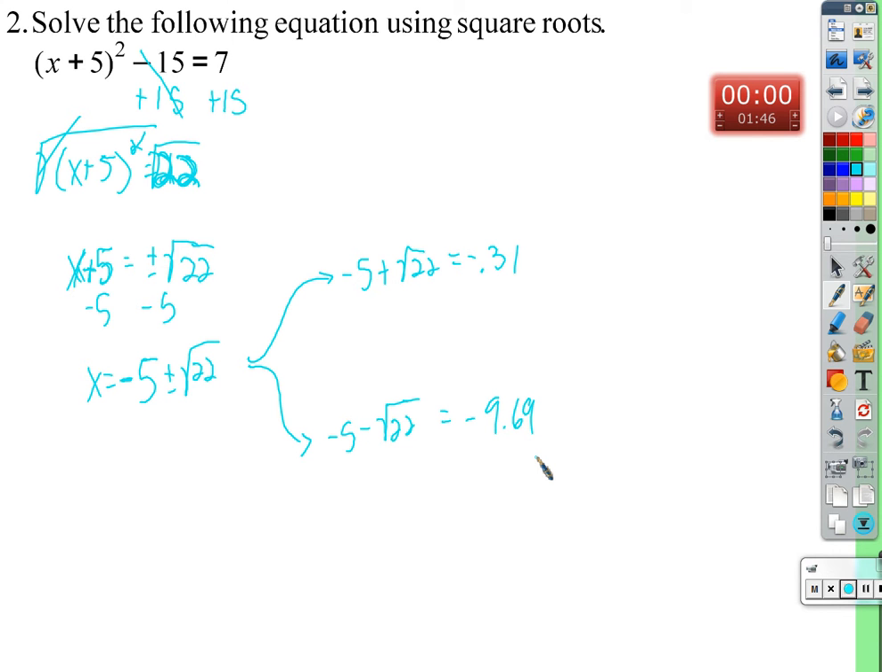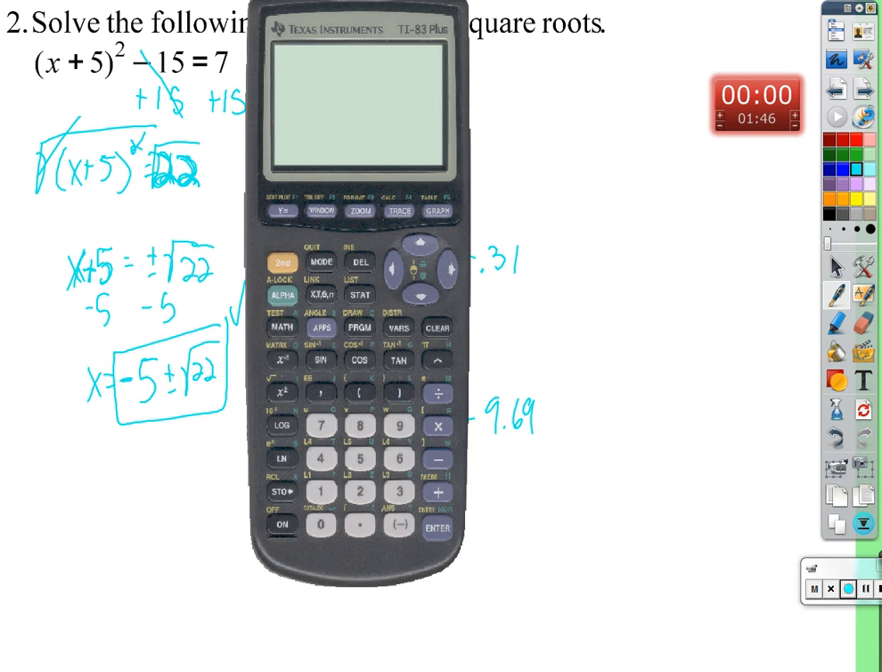If they didn't do that part? Yeah, the top one's not even close. No, that's fine. Yeah, I'm happy with that. Happy with both of these. No, this is wrong? What do you think it is? No, it's right. Wow. Let's see. We got negative 5 plus the square root of 22.